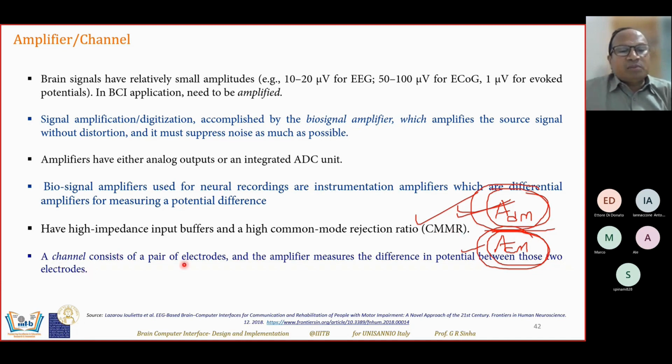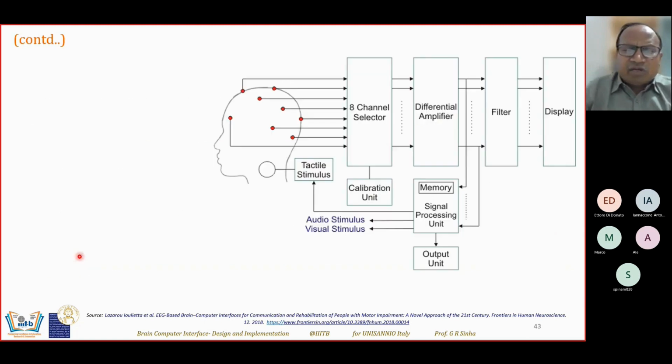So a channel consists of a pair of electrodes. When we talk about channel, I'm including this because today we are talking about design, so all those hardware and software are being discussed. What is a channel? It consists of a pair of electrodes. The amplifier measures the potential difference between those electrodes, and the signal is brought to the amplifier by a cable. So this is how you look at it here.